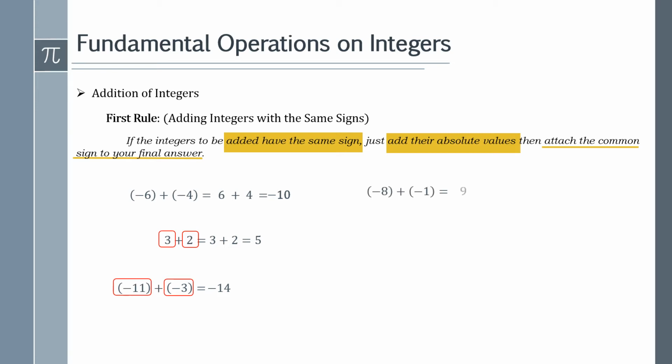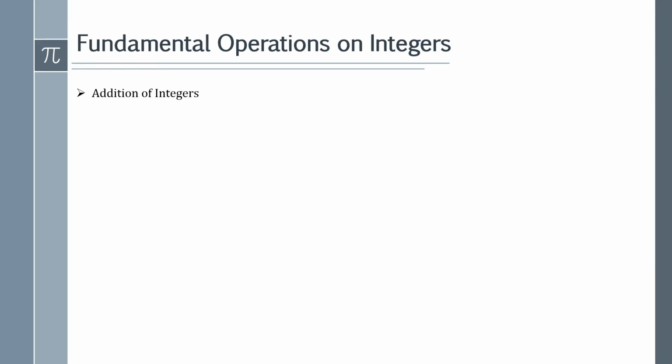So, with this, another example. So, you have negative 8 plus negative 1. Add their absolute value, 8 plus 1, that is equal to 9. Right? Then, attach the common sign. Ano yung common sign ng negative 1 and negative 8? Diba negative? Then, you attach negative. So, negative 8 plus negative 1 is equal to negative 9. Okay? Next, 5 plus 8, that is equal to 13. So, that was the first rule, class, in adding integers with the same sign.